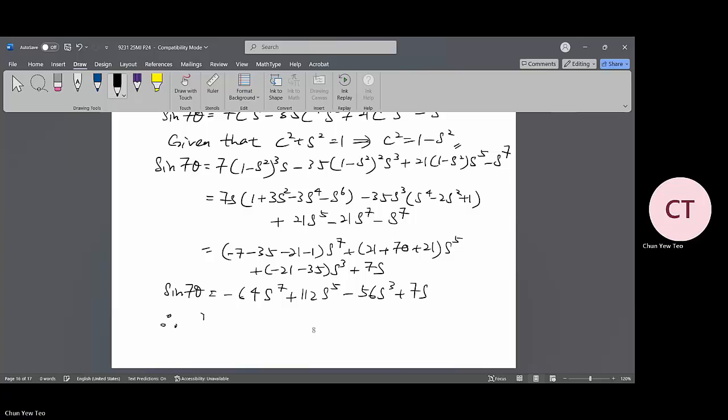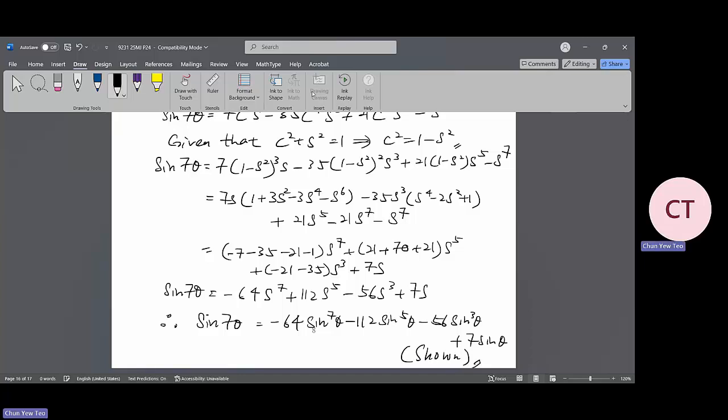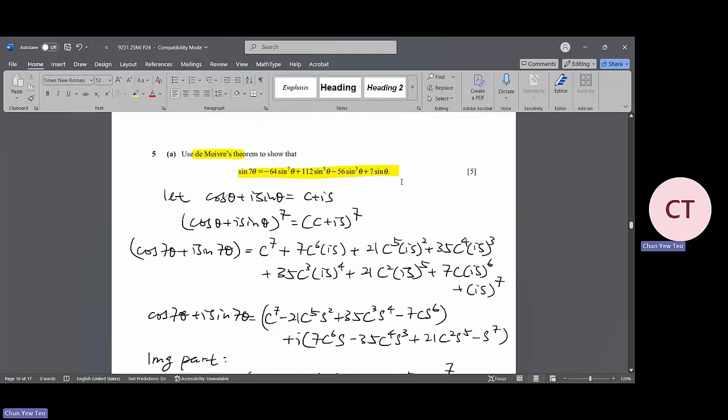Therefore, sine 7 theta is equal to the negative 64 sine power 7 theta plus the 112 sine power 5 theta minus the 56 sine cube theta plus the 7 sine theta. Shown. So this is the answer for the question number 5A.